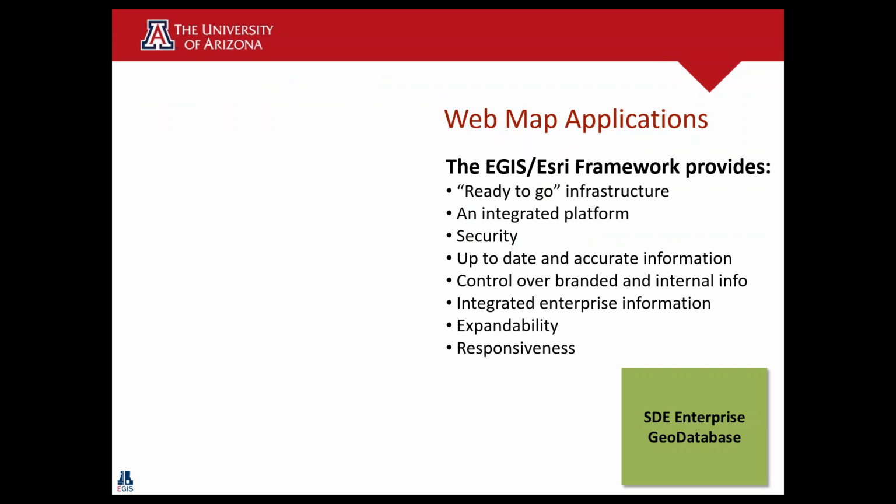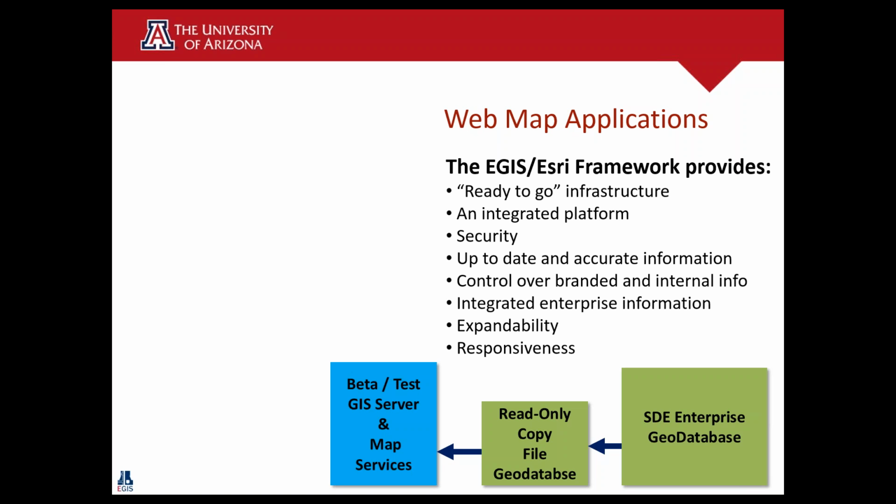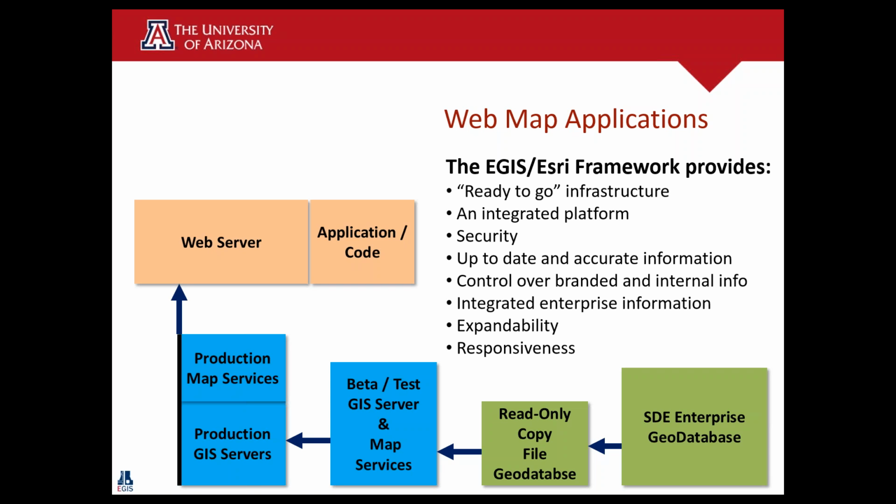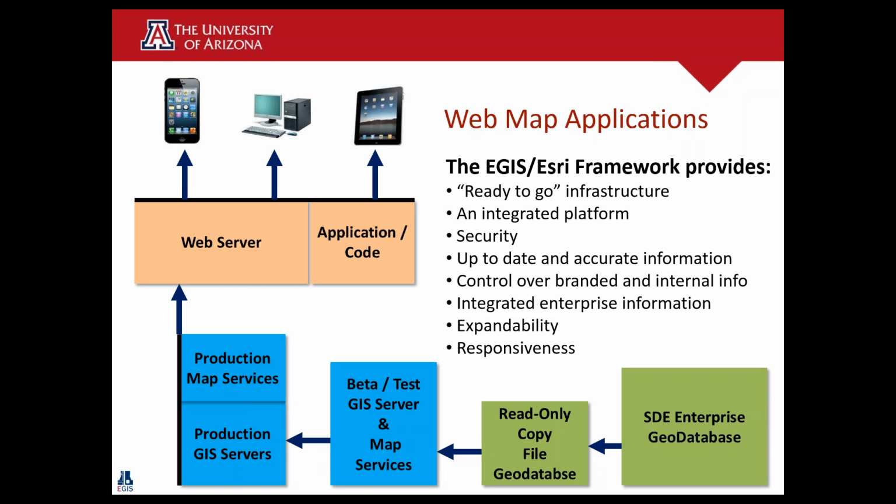In terms of our web map applications, we're going to show the framework for publishing them. We start with our Enterprise GeoDatabase, and that gets exported to a read-only copy in file geodatabase format, which is then used to author our map documents to create our services. So we send the data and we create the services on a test server, and from there, once things are checked out, we publish to a production server, and from there then we basically send the code to the web server, and then that and the application code is then presented to our web applications. So that's a really quick overview of our workflow.